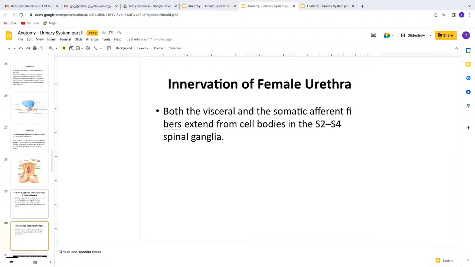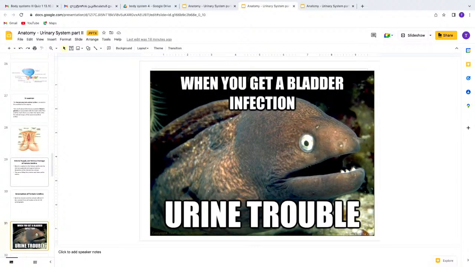Innervation of the urethra: it has both visceral and somatic afferent innervation, and mostly it is coming from the sacral region, S2 to S4, from the spinal ganglia. And here is the main reason why you should remember that women have short urethras, because when you get a bladder infection, you're in trouble, right? We have more ascending infections, and as the urethra is short, it can quickly ascend, and we have an infection, okay?